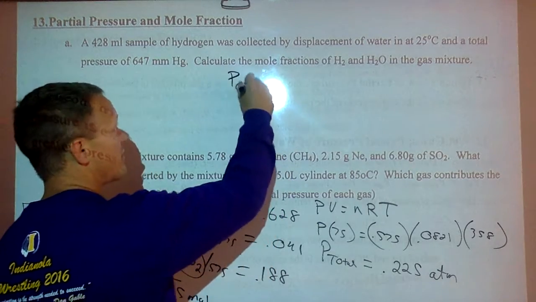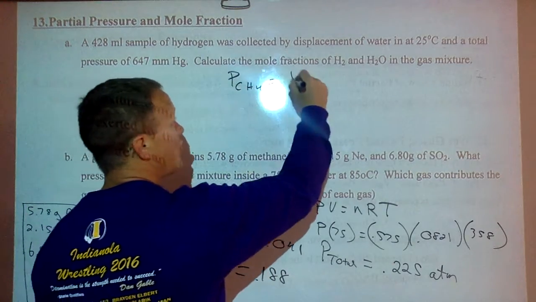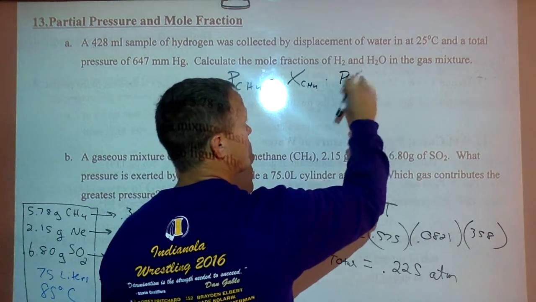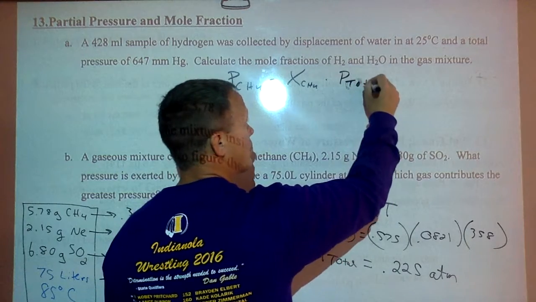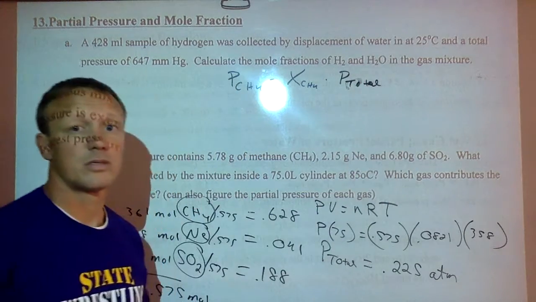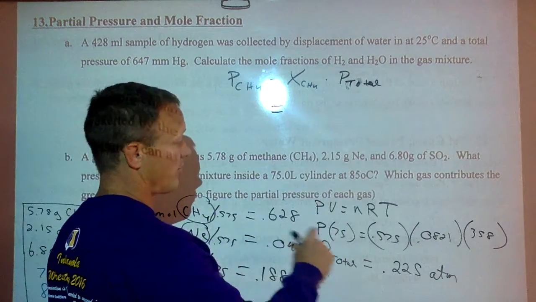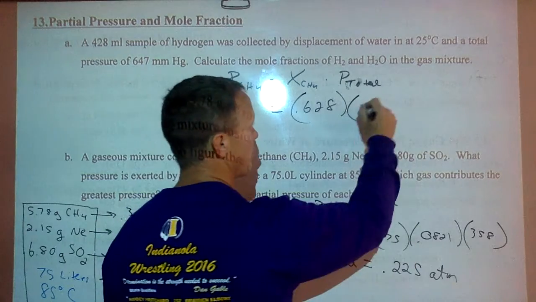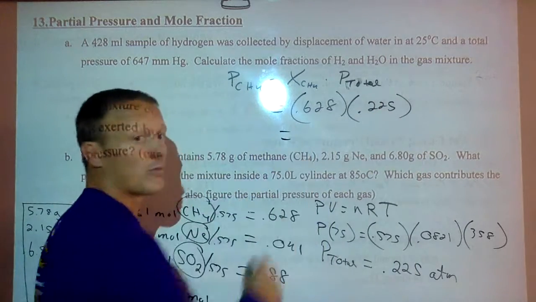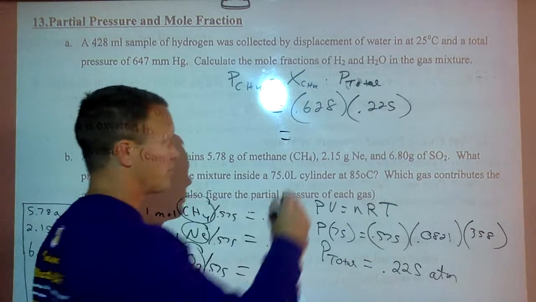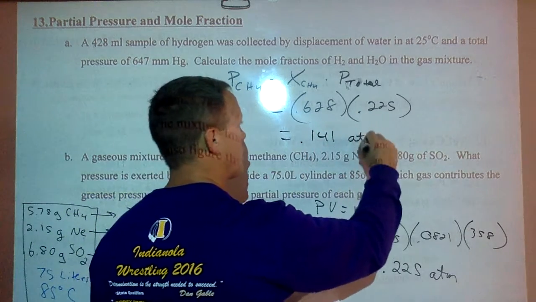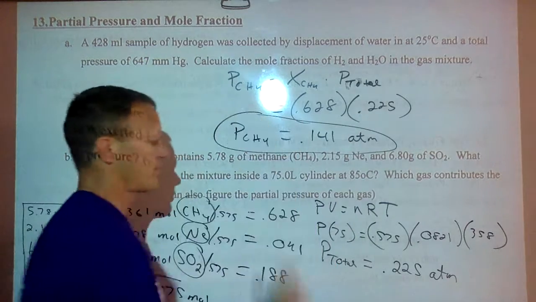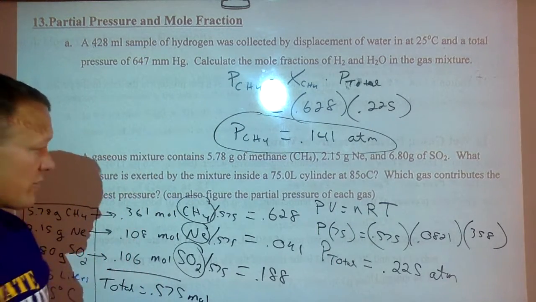So I want to know the pressure of CH4. I'm taking its mole fraction, that's the X, times the total pressure. Well, CH4's mole fraction is 0.628 times the total pressure was 0.225 atmospheres. The pressure of CH4 is 0.141 atmospheres. Do the same thing here with neon.